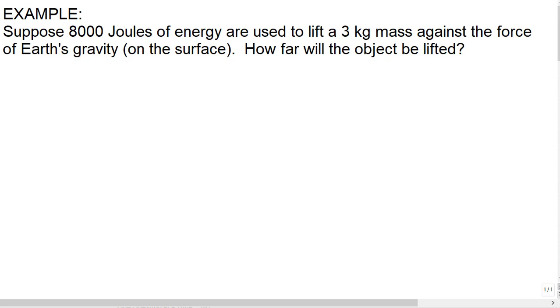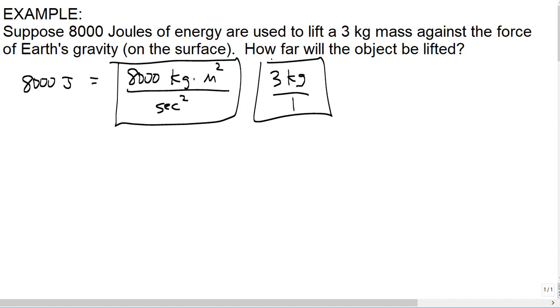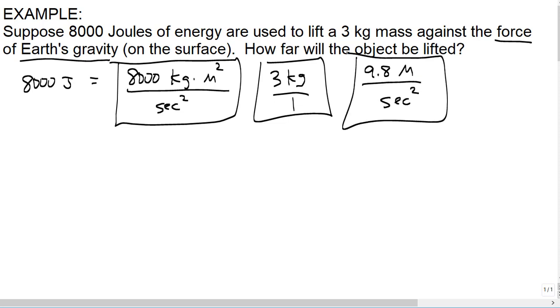Now, first of all, I'm being kind of unfair here because perhaps you don't know that 8,000 joules is really 8,000 kilograms times meters squared all over seconds squared. If you didn't know that, then you have no idea how to work with this. And so that's one of our pieces of information. And we also have 3 kilograms over 1. That's a piece of information. And the force of gravity is something that if you take physics, you'll see over and over and over again. It's 9.8 meters per second squared. So that's what we have.